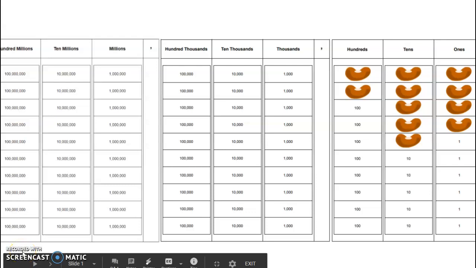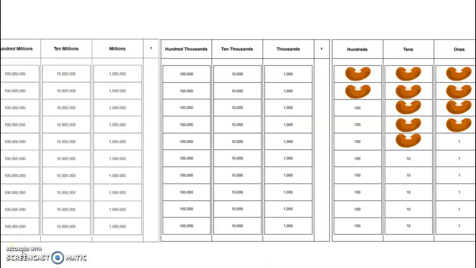Hi boys and girls. Today we're going to look at our place value system and how every place in our place value system is composed of 10 units of the place to the right.